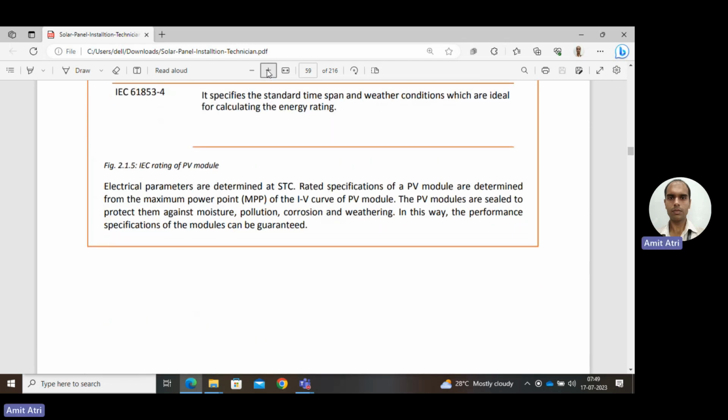Electrical parameters are determined at STC, standard test conditions. The rated specifications of a PV module are determined for the maximum power point of the current and voltage curve of the PV module, the maximum power point at which the maximum power is available at some specific current and some specific voltage. The PV modules are sealed to protect them against moisture, pollution, corrosion, and weathering. In this way, the performance specification of the module can be guaranteed.